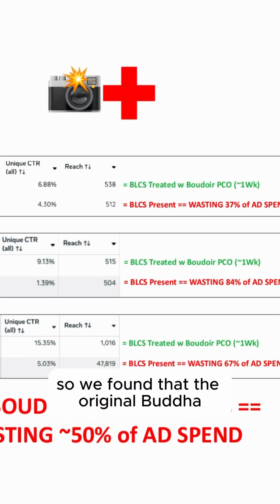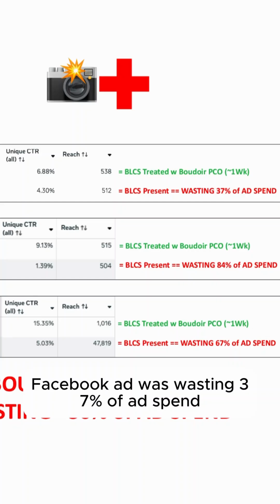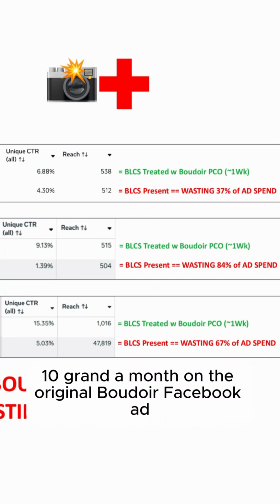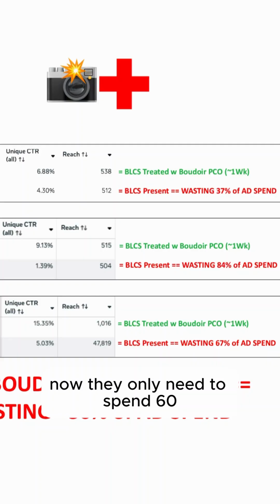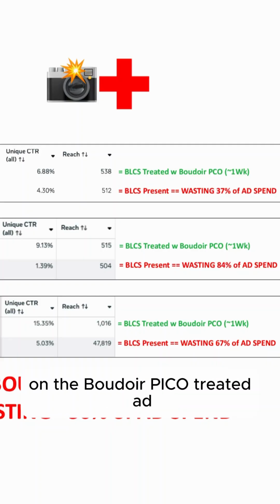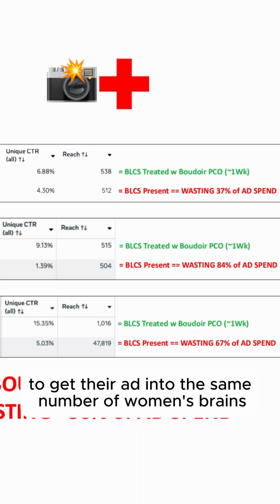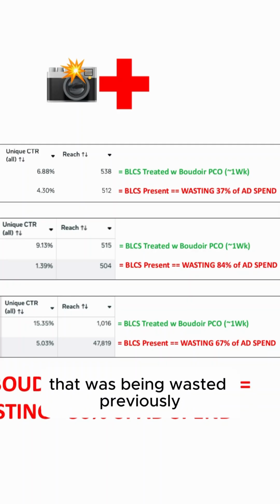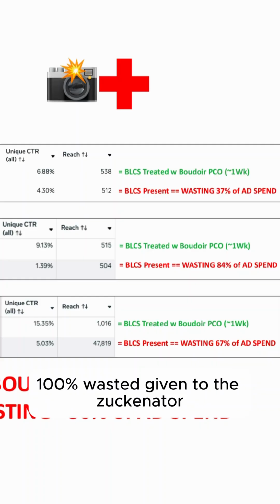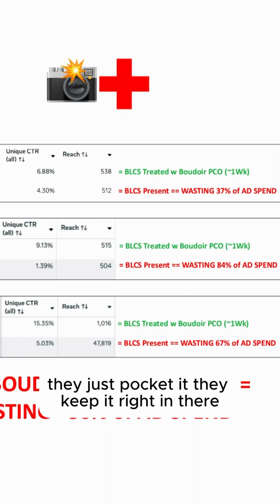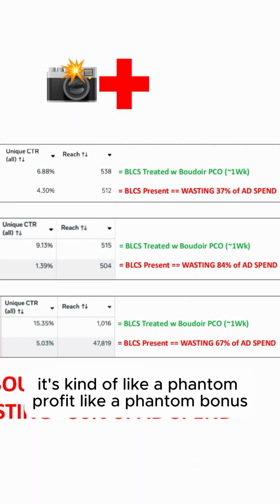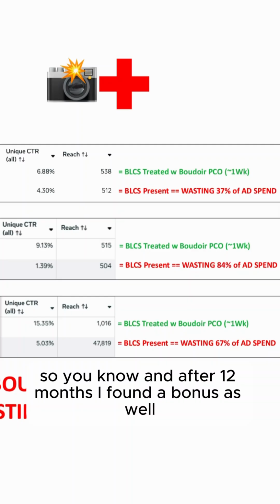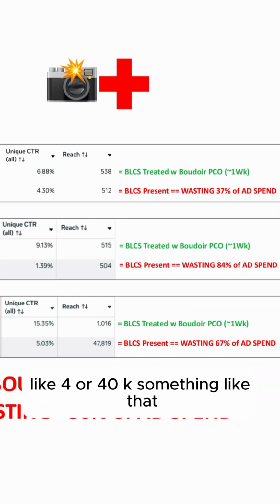So we found that the original Boudoir Facebook ad was wasting 37% of ad spend, literally being wasted. So if they're spending 10 grand a month on the original Boudoir Facebook ad, now they only need to spend $6,300 a month on the Boudoir Pico treated ad to get their ad into the same number of women's brains. Way more efficient. And that $3,700 a month they no longer have to spend was being wasted previously, 100% wasted, given to the Zuckinator. They just pocket it, keep it right in their pocket. It's kind of like a phantom profit, like a phantom bonus. And after 12 months, that phantom bonus is like $40K, something like that.